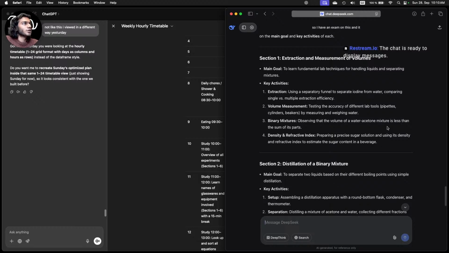Extraction and measurement of volumes. That's section 1. I do remember that. Main goal: to learn fundamental lab techniques for handling liquids and separating mixtures.